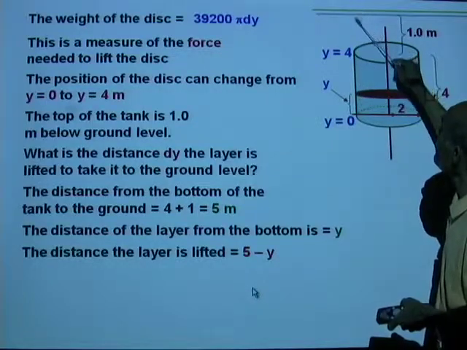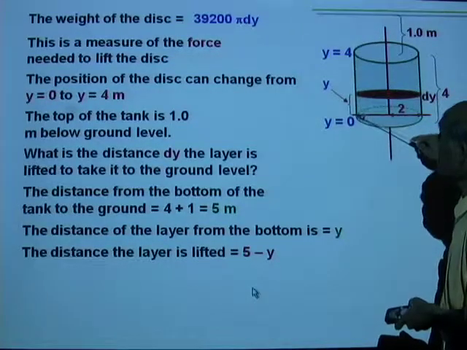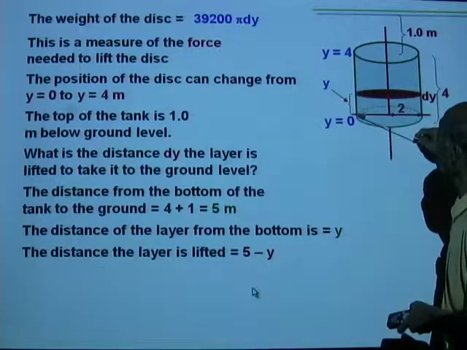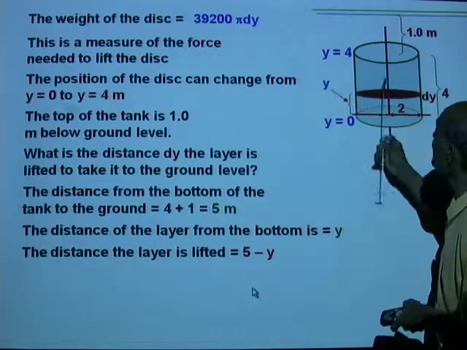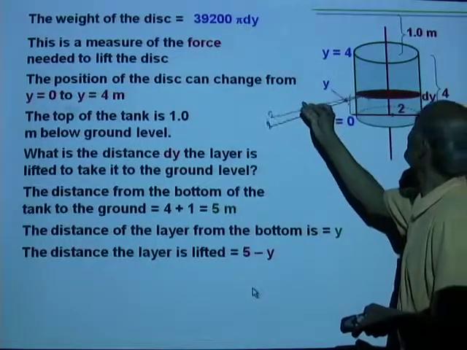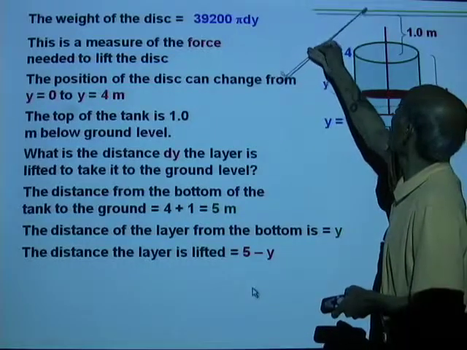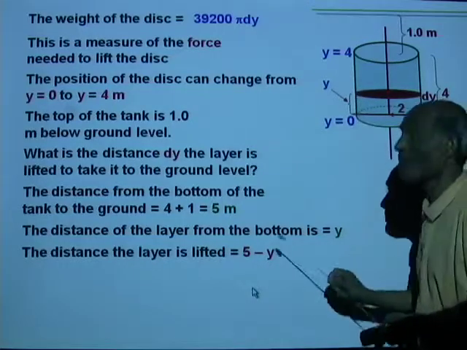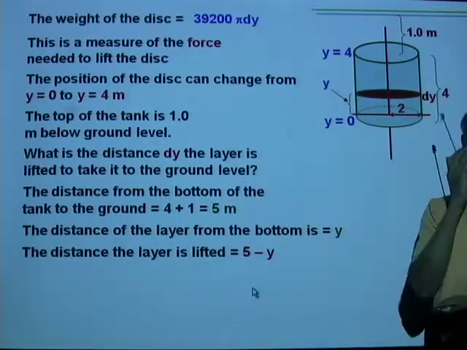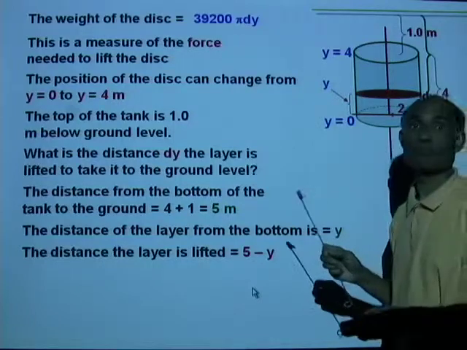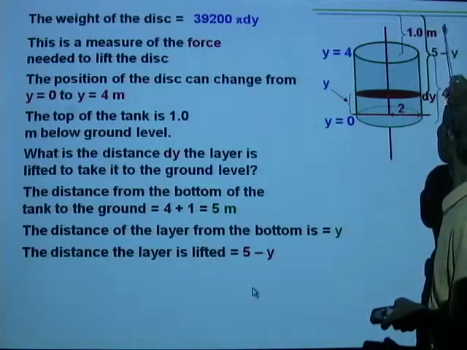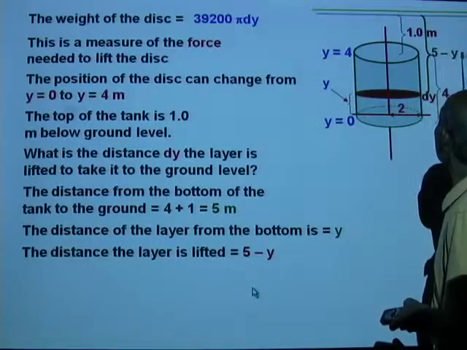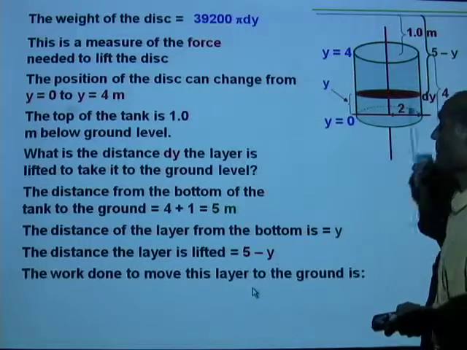The distance of the ground from the bottom of the tank is 5 meters, and the distance of this layer from the bottom of the tank is y meters. Therefore, the distance this layer has to be moved to take it out is 5 minus y meters. So that is the displacement of that layer. Alright? So that distance the layer has to move is 5 minus y meters.